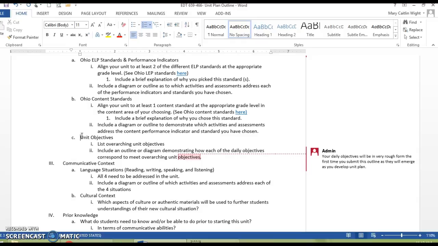So students will be able to research different landmarks and how the forces of the Earth's surface formed them. And students will be able to present a coherent analysis of how this landmark came to be formed. So those are our 3 overarching unit objectives.